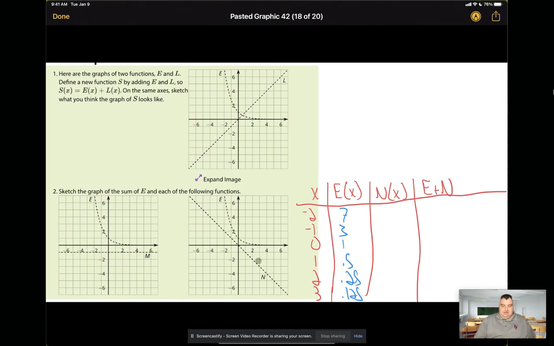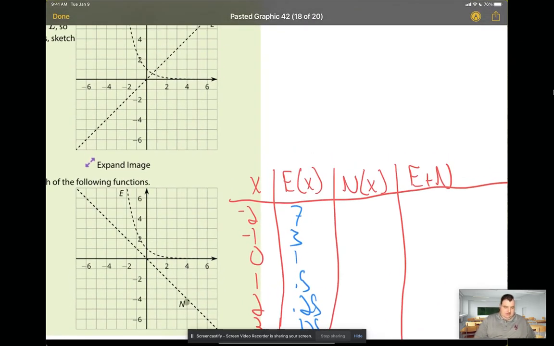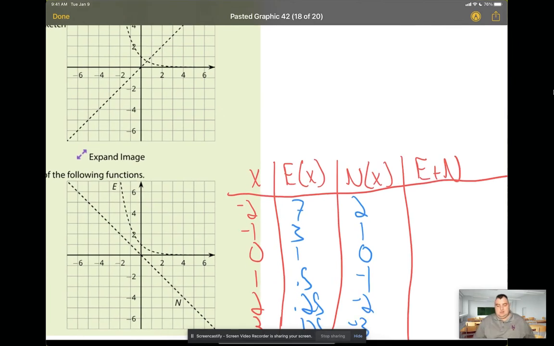Now for n of x, that's this straight line right here. So at -2, I'm at +2. At -1, I'm at +1. At 0, I'm at 0. At 1, I'm at -1. Hopefully you're seeing the pattern. 2, -2. And then 3, -3. Okay.